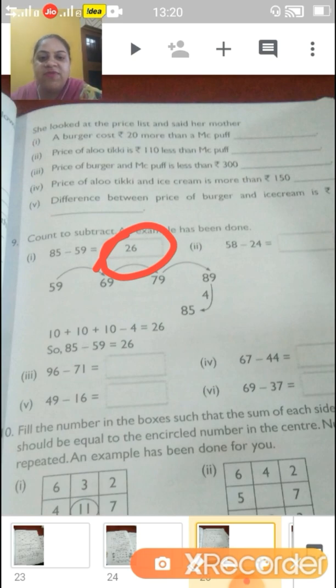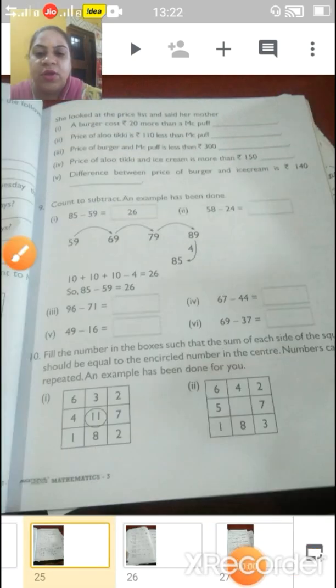One, I will tell you, 58 minus 24, 8 minus 4 is 4, and 5 minus 2 is 3. If we are doing in expanded form, that is 10 plus 10 plus 10. Okay, our answer is coming here, 4 and 3, 34. So 30 is there. Okay, 30 minus 6.